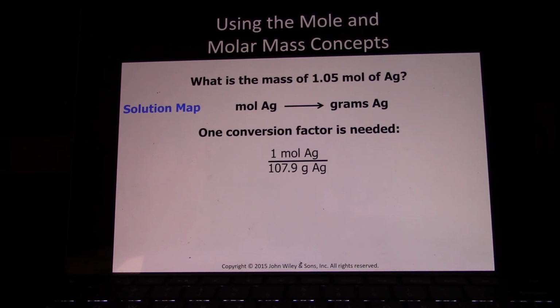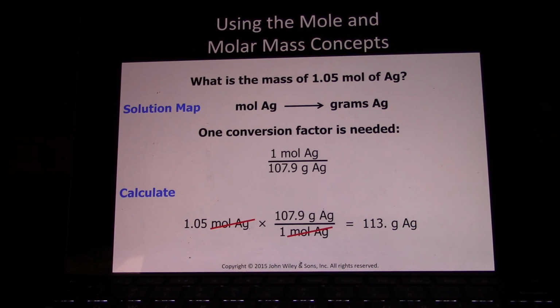What is the mass of 1.05 moles of silver? Well, we have 1.05 moles of silver, and we look at our periodic table, and we see that it has a molar mass of 107.9 grams per mole. We multiply it, 113 grams of silver.